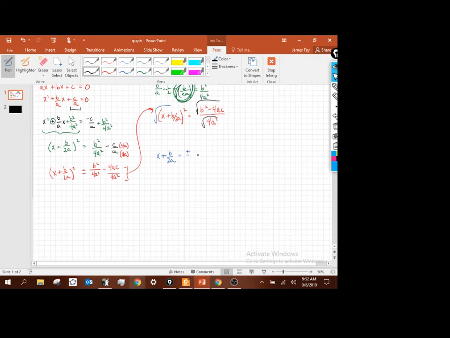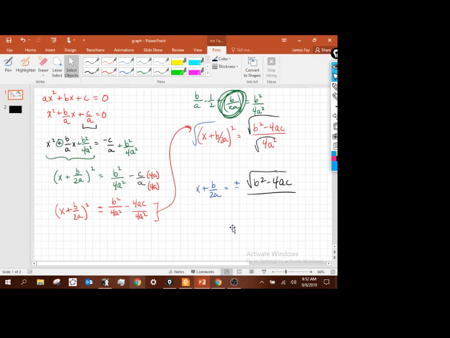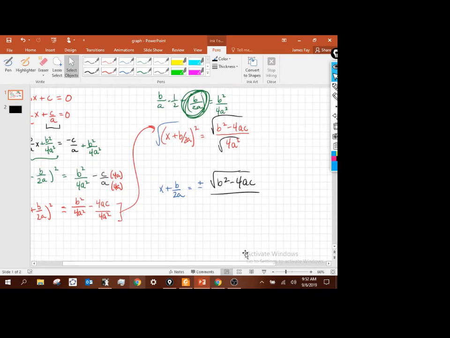Right? So top turns into b squared minus 4ac underneath the square root. And this here, what's 4a squared? What kind of thing is that? It's a perfect square. Okay, so square root of 4 is 2. Square root of a squared is a. Does it give me 2a? Now solve for x. You're going to move this to the other side, right? Through subtraction. I move that to the other side through subtraction.